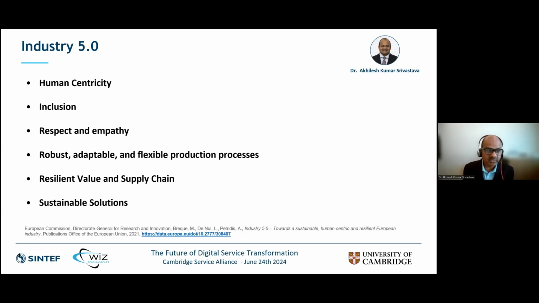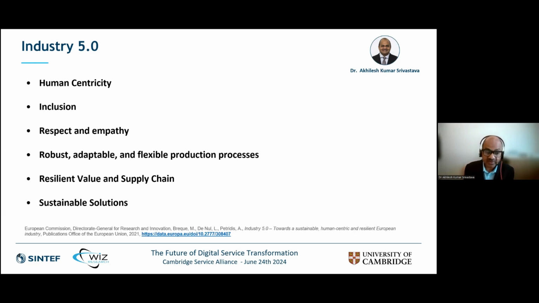We are going to build an inclusive workforce and inclusive society. We should pay respect to each other, towards our planet, towards our colleagues, or in our workforce. We are going to build flexible production processes. They are robust and adaptable. And due to certain scenarios, now we are also thinking about developing a product that has a very resilient value and supply chain. So we are not stuck at some point just by supply chain disruptions.